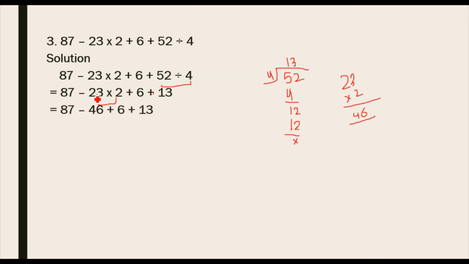Now 87 minus the answer of 23 multiplied by 2, which is 46, plus 6 plus 13. Again, according to BODMAS, we have to do the addition, and we have to add 3 numbers. So first we add 2 numbers, 46 plus 6. When we add 46 plus 6, we get 52, and then plus 13. So 52 plus 13 is 65. Now we have to do the subtraction. We have to subtract 65 from 87, and the answer is 22.